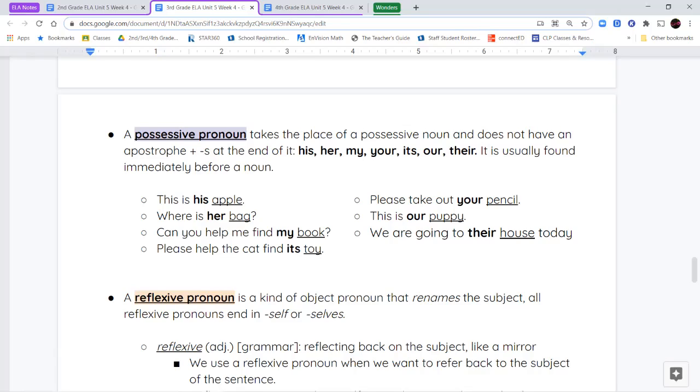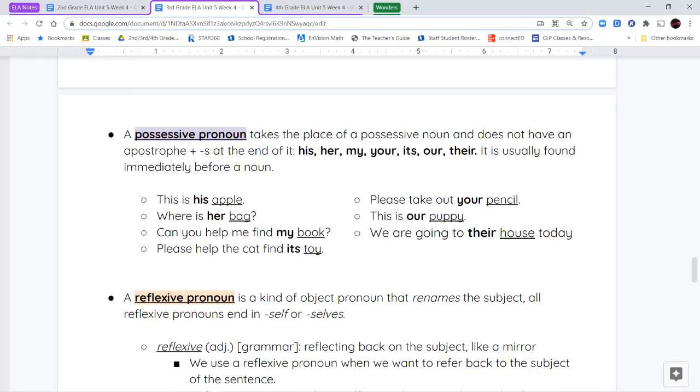So this is his apple. So what are we talking about? We're talking about the apple that belongs to him, his apple. Where is her bag? So we have the possessive pronoun her, and the noun that we're talking about right after it, the bag. Can you help me find my book, right? The book that belongs to me. Please help the cat find its toy. Please take out your pencil. This is our puppy. We are going to their house today.